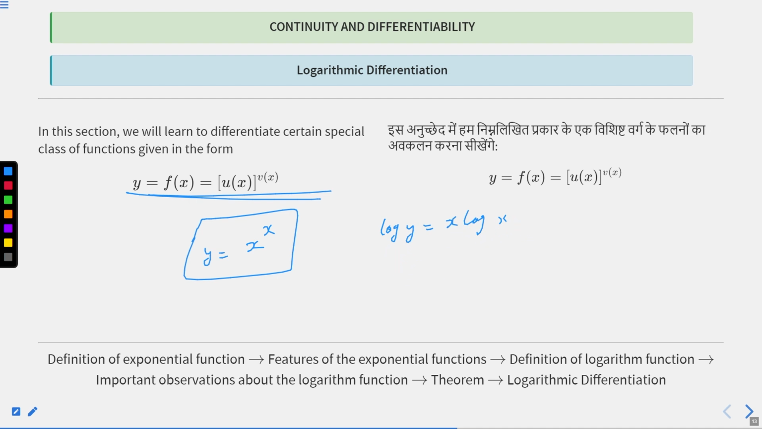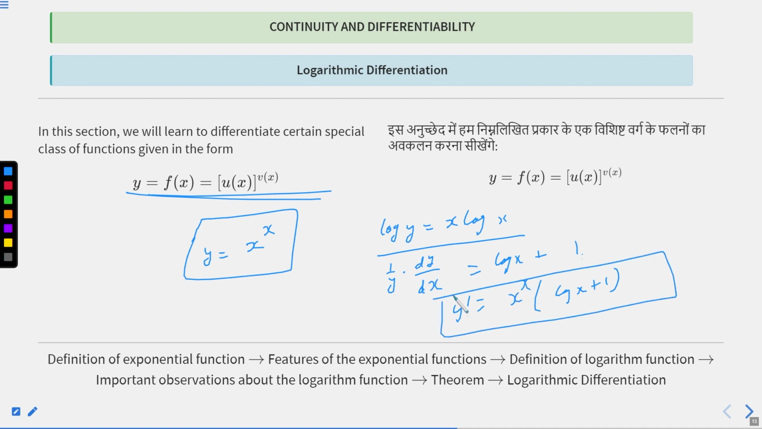Now the derivative. It is an implicit function, so the derivative of the left side will be 1 by y, multiplied by y prime. Whenever you have a y expression, you always multiply with this thing. The right side is now a product, so x log x gives log x plus 1. So your derivative, y prime, will be y multiplied by log x plus 1. And what is your y? y is x power x. So your derivative will be in this form.